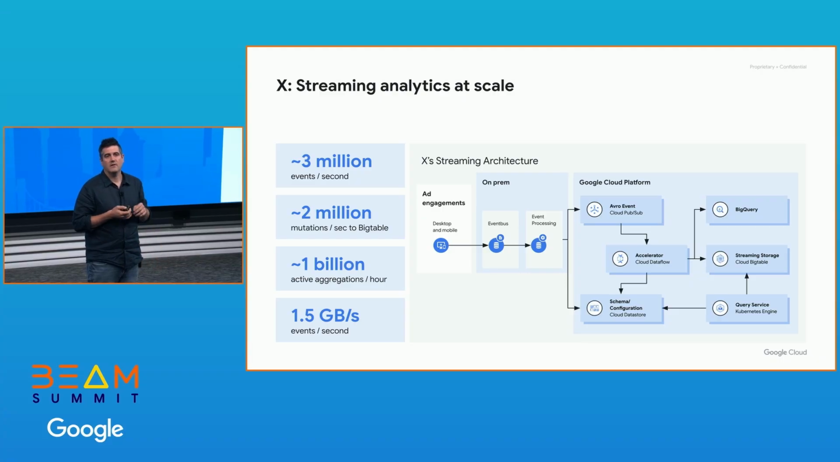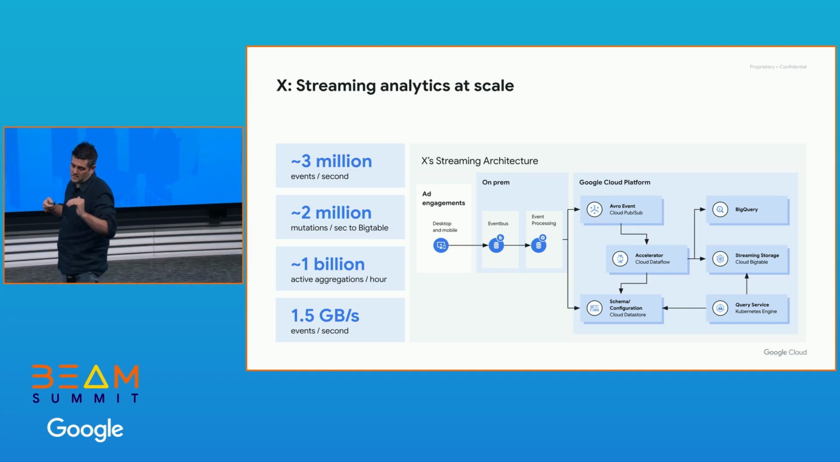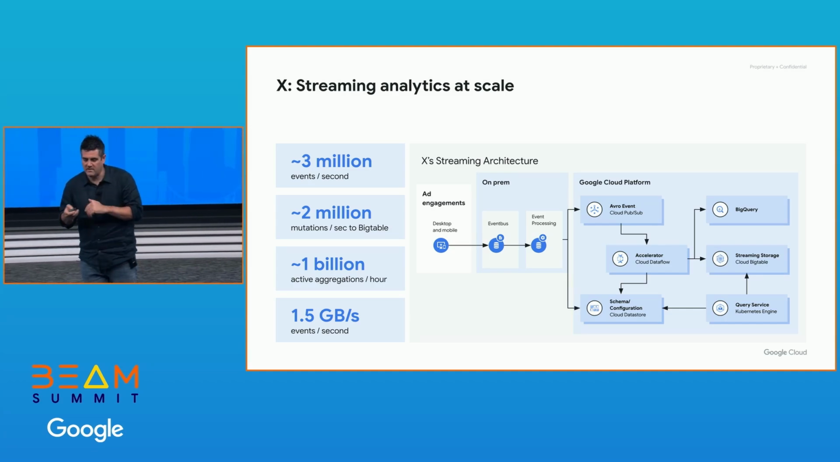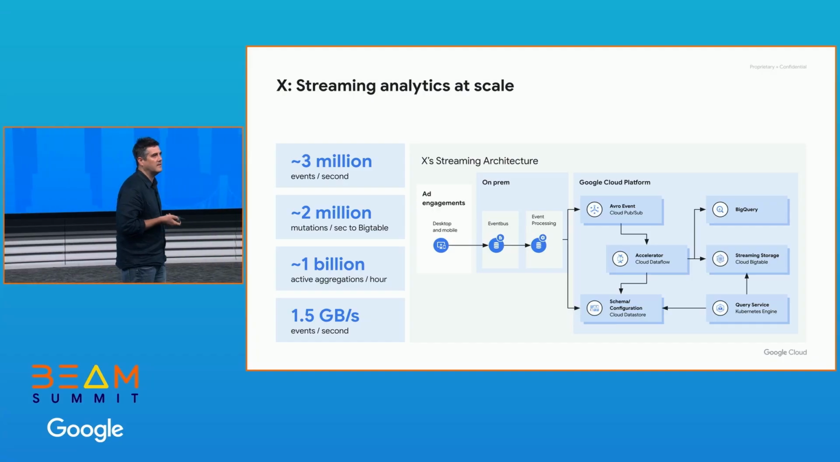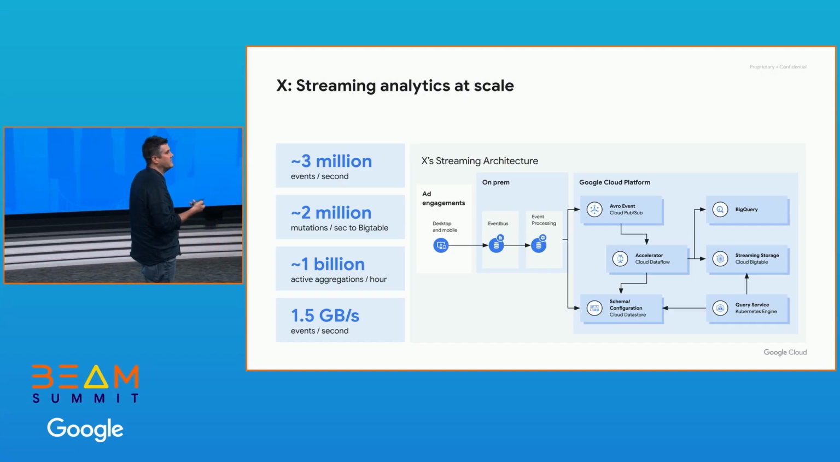They're starting with their ad engagements. It's coming up into Pub/Sub, which gets pulled into their Dataflow accelerator, and then that goes into what they call their streaming storage, which is Bigtable, and that allows them to get that low, less than a millisecond latency lookups on all of these fresh dashboards.